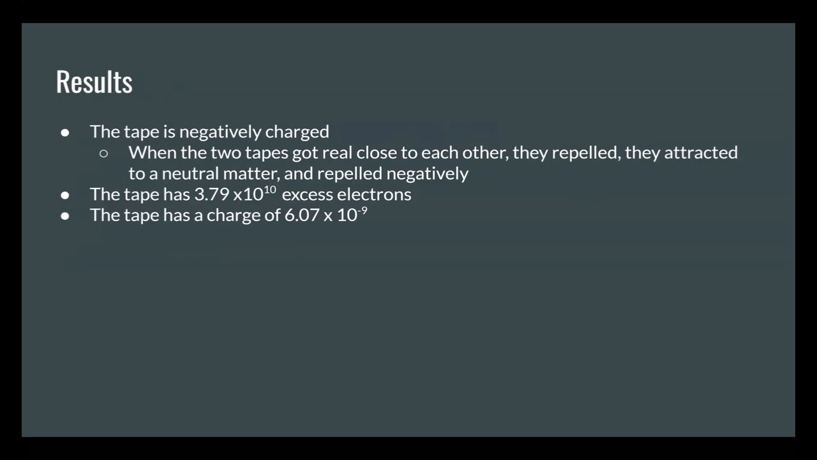Quickly for the results, the tape is negatively charged. When the two tapes get real close to each other, they repel, and they are attracted to neutral matter and repelled by negatively charged matter. The tape has 3.79 times 10 to the 10th excess electrons, and the tape itself has a charge of 6.07 times 10 to the negative 9th coulombs.